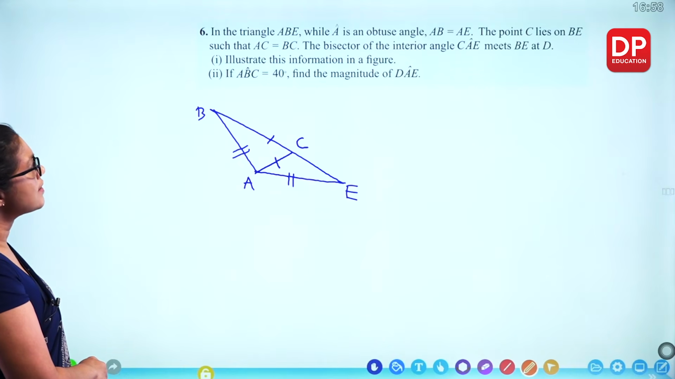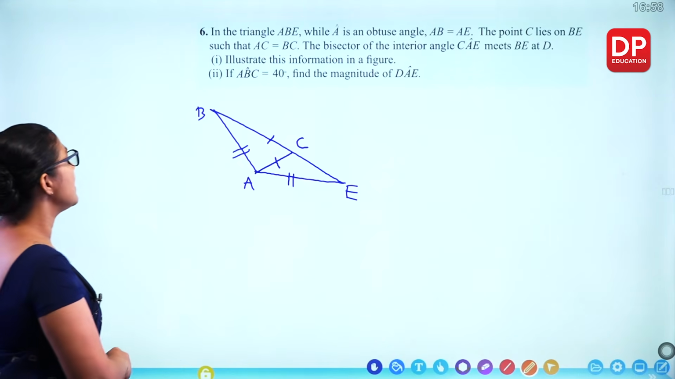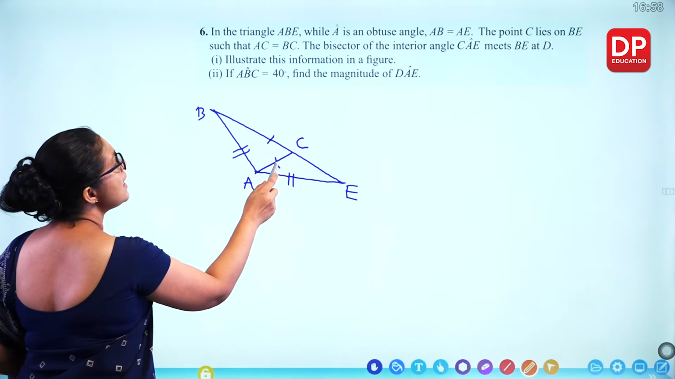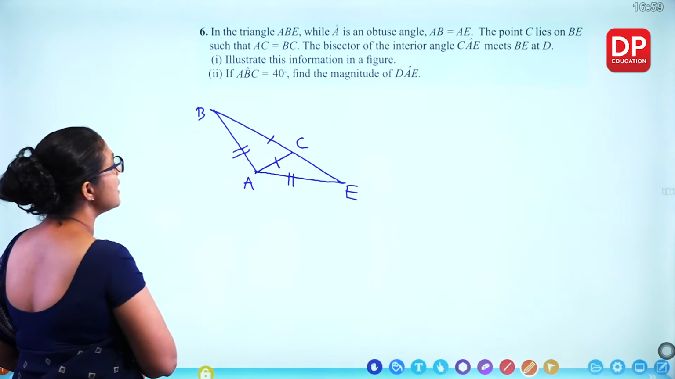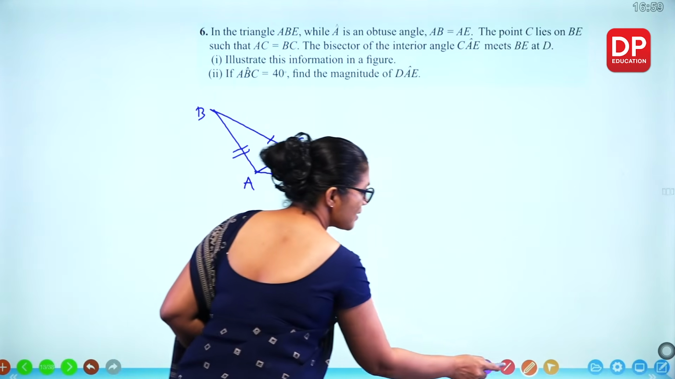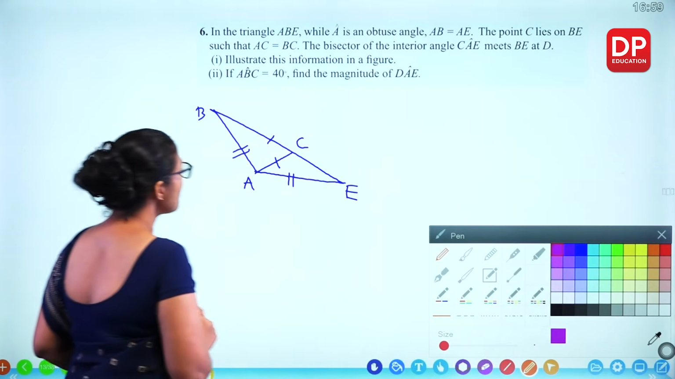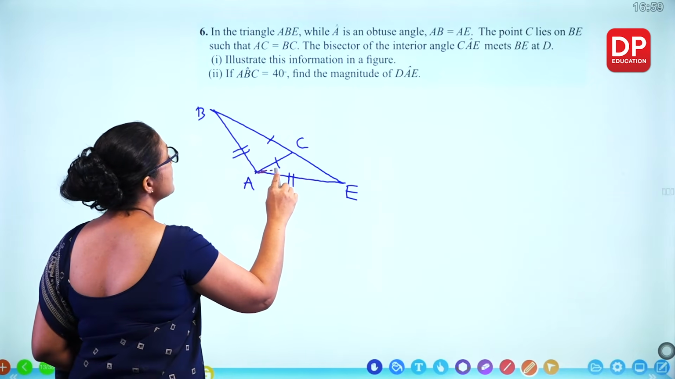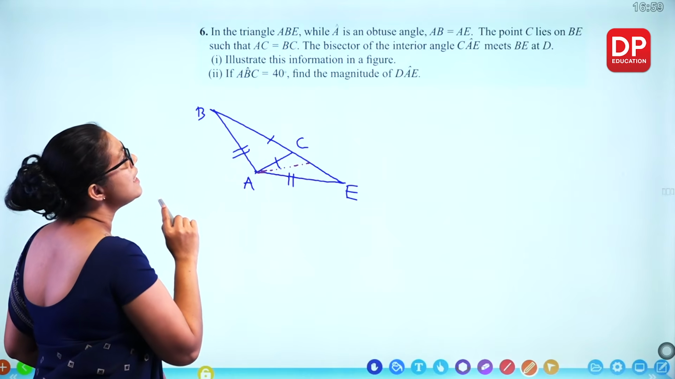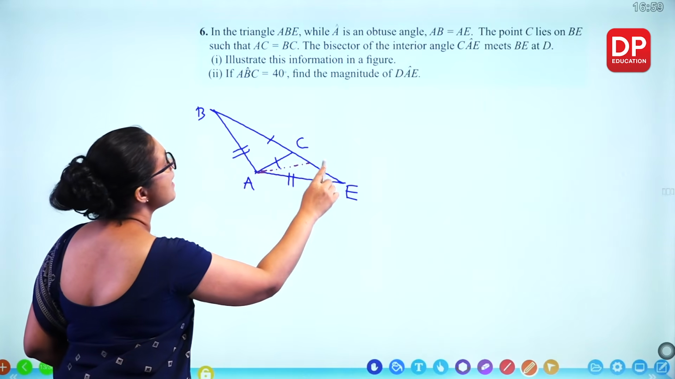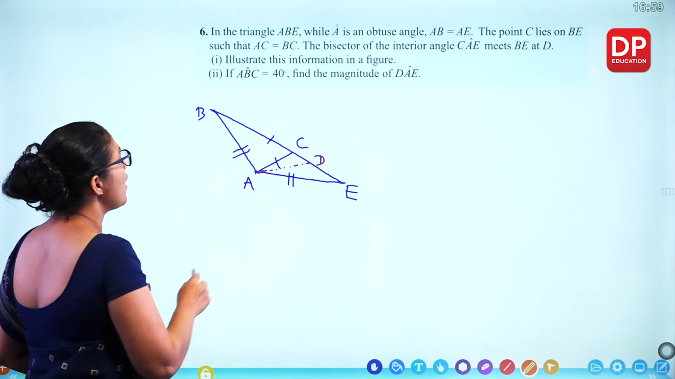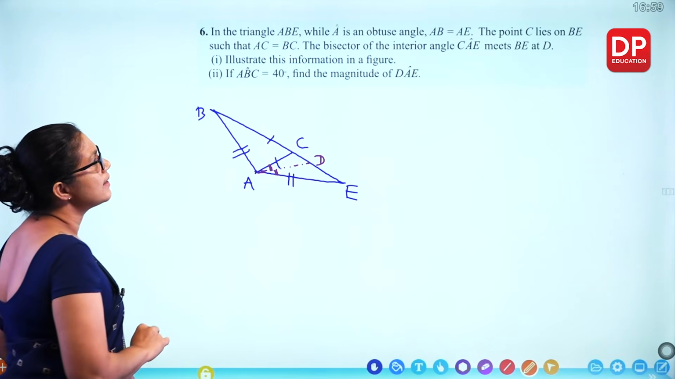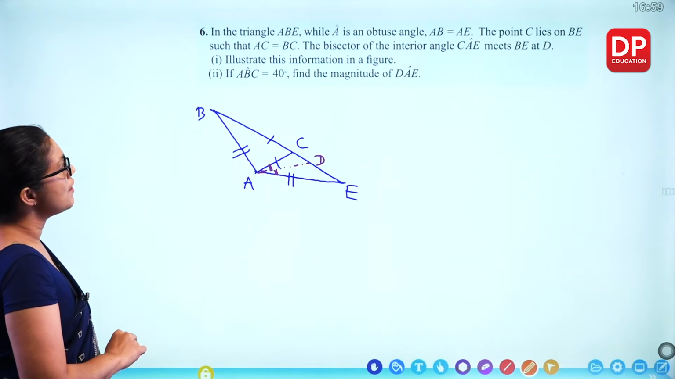And it says the bisector of the interior angle CAE meets BE at D. So here I'll take another color. The bisector of CAE angle, so we'll draw the bisector here. It meets BE, that means this line, at D. So this is the D point. So we'll mark it. This is the bisector. So this angle is equal to this angle. Illustrate this information in a figure.